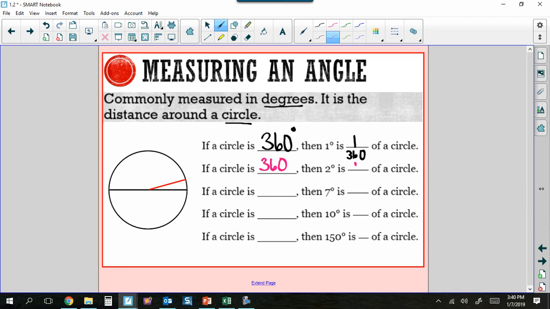Well, because actually, if we put this in the terms like we did our first problem, it would be 2 over 360. But we all know anytime you have something that is a fraction that can be simplified, we absolutely want to do that. So 2 over 360 simplified is 1 over 180. So our next one, if a circle is 360 degrees, then 7 degrees is 7 360ths of a circle.